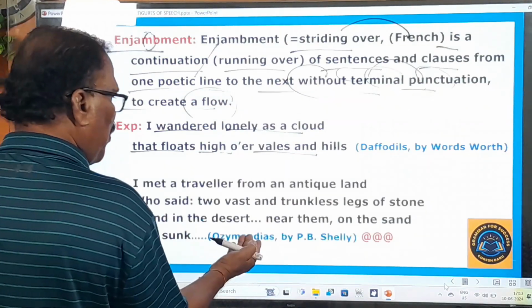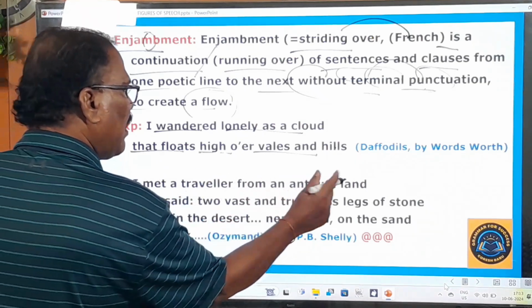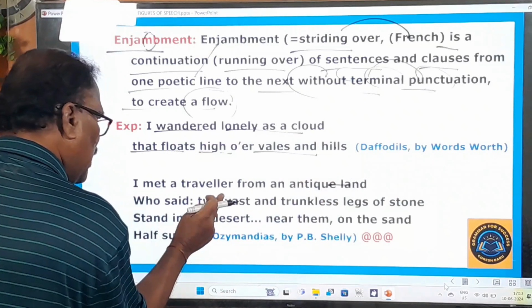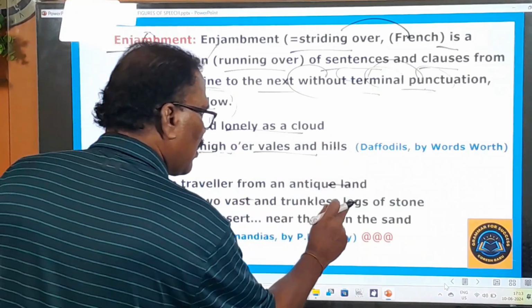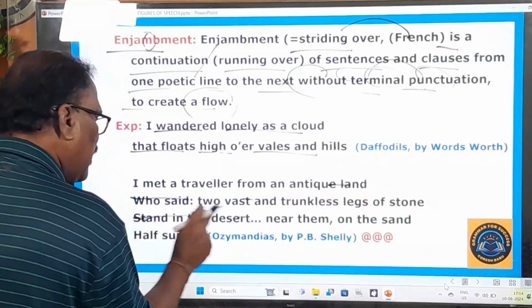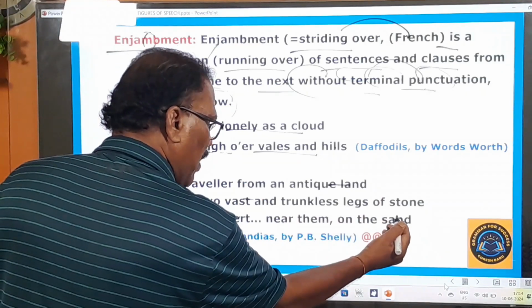This is taken from Ozymandias by P.B. Shelley. "I met a traveler from an antique land." Here no comma, no full stop. So this sentence is flowing into this. "Who said two vast and trunkless legs of stone?" No full stop, no comma. "Trunkless legs of stone stand in the desert, near them on the sand." Again, there is no terminal punctuation.